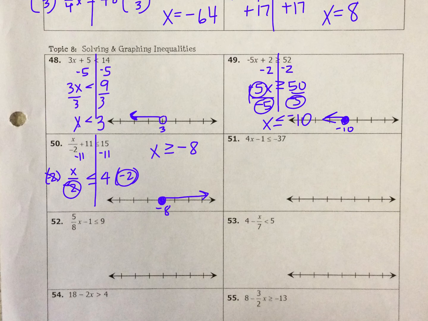All right. We got to add 1 here. 4x is less than or equal to negative 36. If I divide by 4, notice I did not move a negative by division, so I just end up with x is less than or equal to negative 9. Closed circle, negative 9. Goes that way.